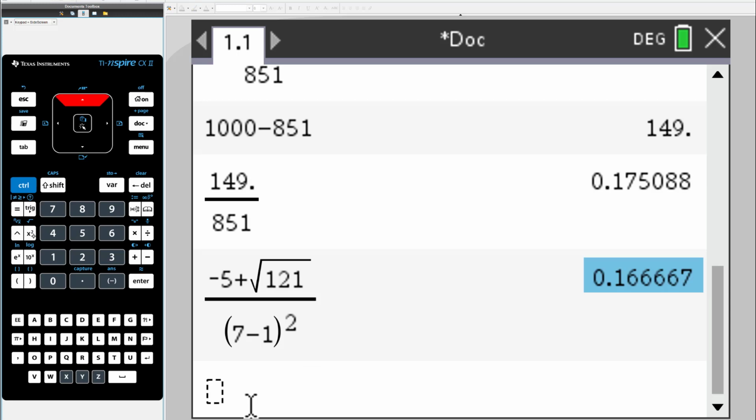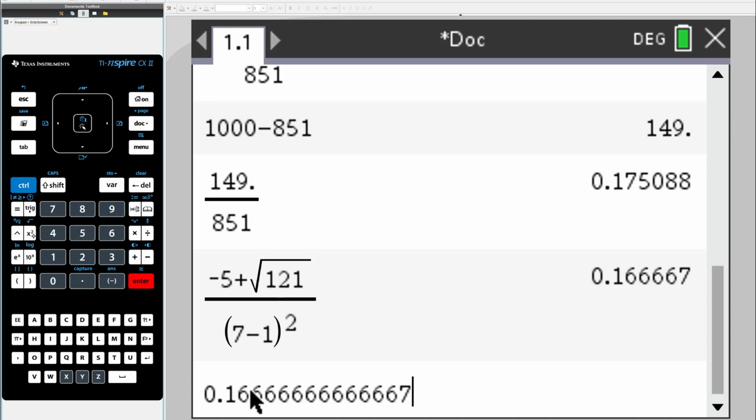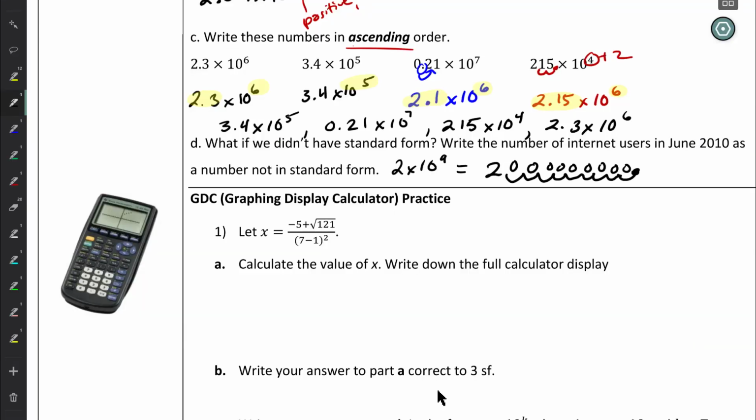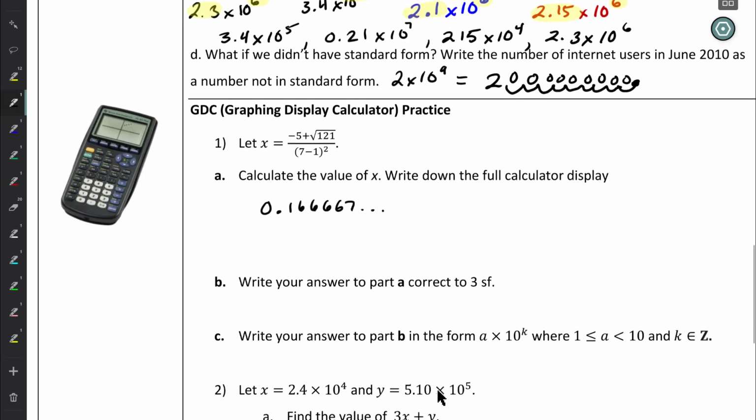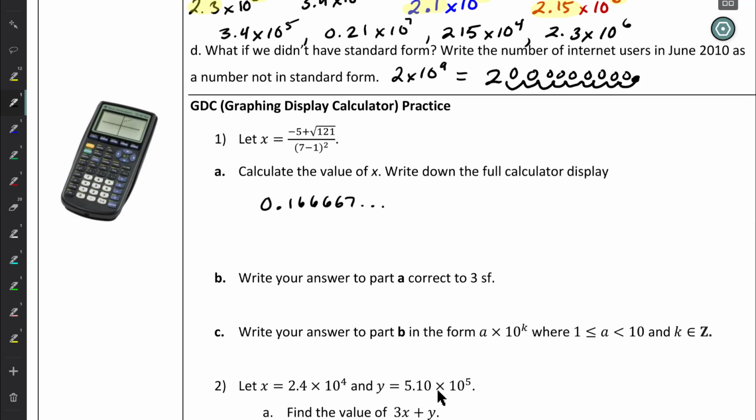That might terminate right there, but I'm going to highlight it, press enter, and see that that is indeed going to continue on. So it is a repeating decimal. Okay? So that is going to be 0.166667. That was my full calculator display, and we can write a ... to indicate that that is going to continue going. Write down the answer, correct to 3 sig figs. Well, that's going to be pretty easy because the third significant figure is the second 6, and we know that needs to round up. So 0.167.